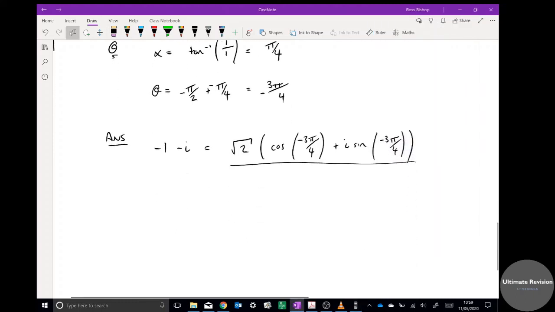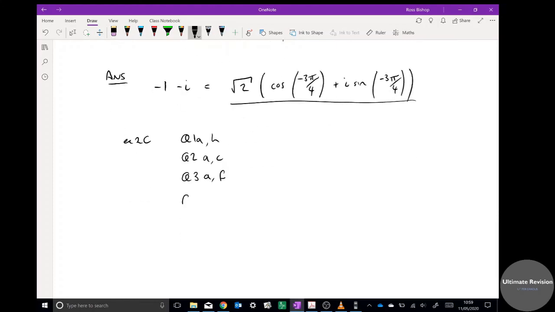Right, what I want you to do, that's the end of today's lesson, is exercise 2C, question 1 A and H, question 2 A and C, question 3 A and F, and questions 4 to 6, all of those please. Use the calculator to help you. Please do upload any workings to OneNote so I can just keep a track of how you're doing.